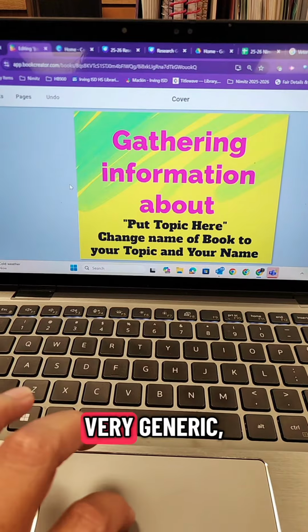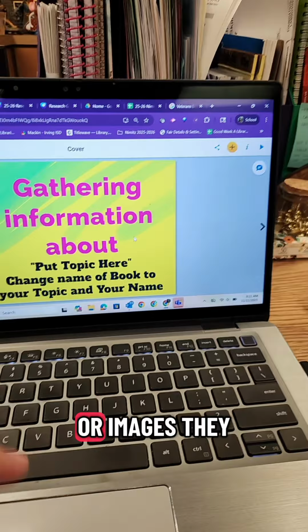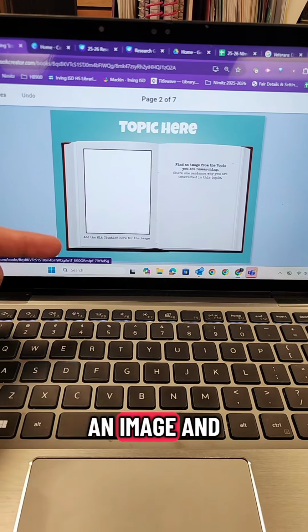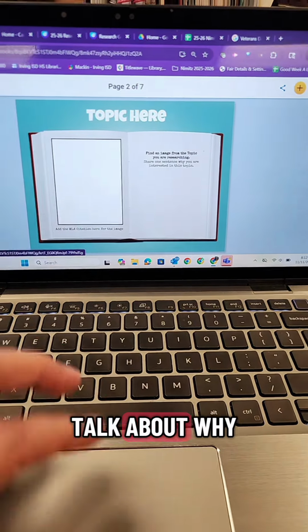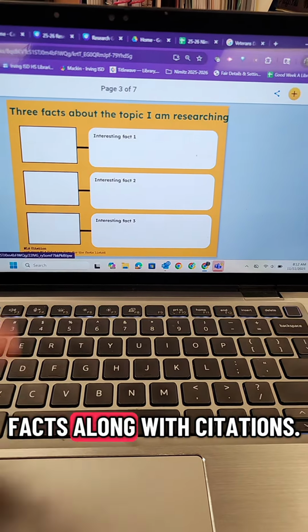So let me show you my Book Creator. This is very generic because I want the kiddos to be able to add different pages or images if they want to. The first page they came to, they had to add an image and also a citation and talk about why they chose that topic. They also had to give interesting facts along with citations.